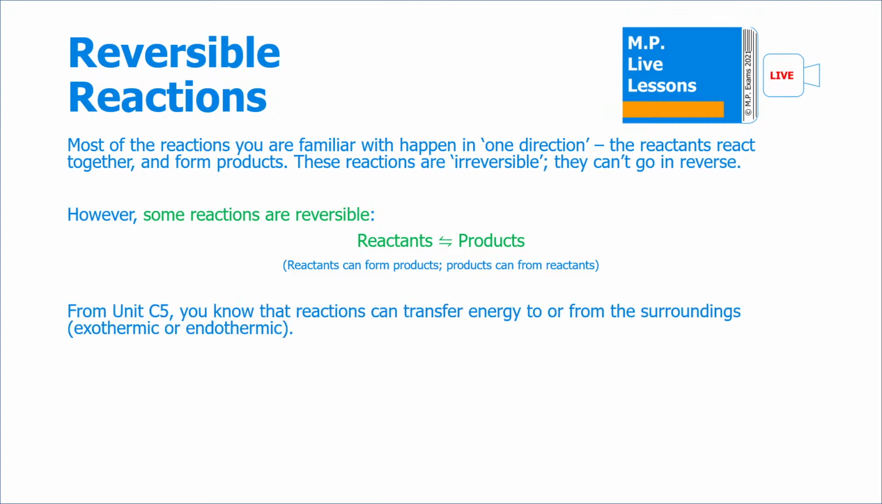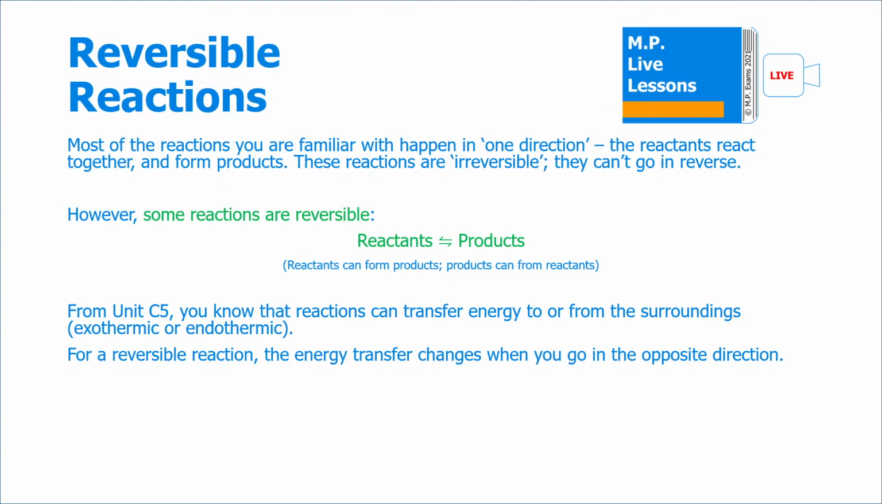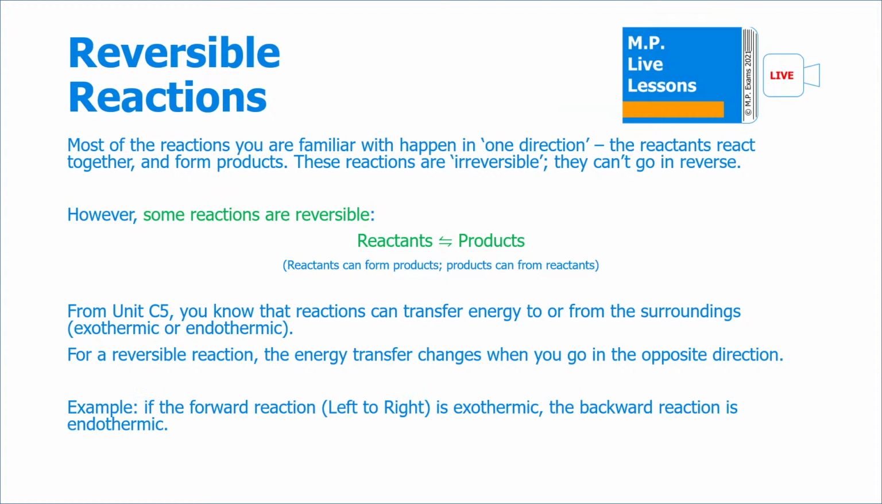Now, from Unit C5, energy changes from paper 1, you know that reactions can transfer energy to or from the surroundings. So energy to the surroundings is released, that's exothermic, and energy from the surroundings, taking it in, is endothermic. For a reversible reaction, the energy transfer changes when you go in the opposite direction. For example, if the forward reaction, which is left to right, is exothermic, the other way around, from right to left, or the backward reaction, is endothermic.